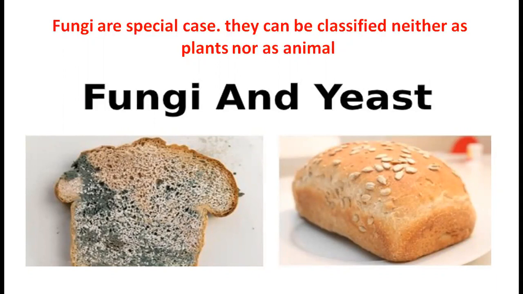Unlike plants, fungi cannot make their own food. Instead, they depend on other organisms for their food. Yeast, mold, and mushrooms are some examples of fungi. Fungi are a special case. They can be classified neither as plant nor as animal, because they cannot make their own food and depend on other organisms for their food.